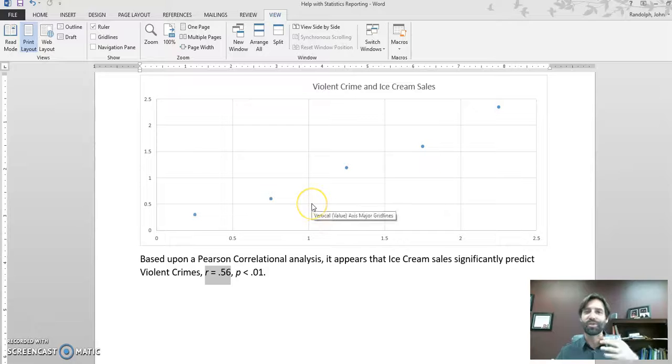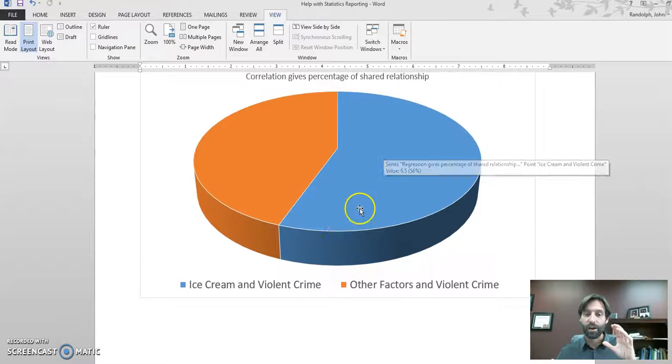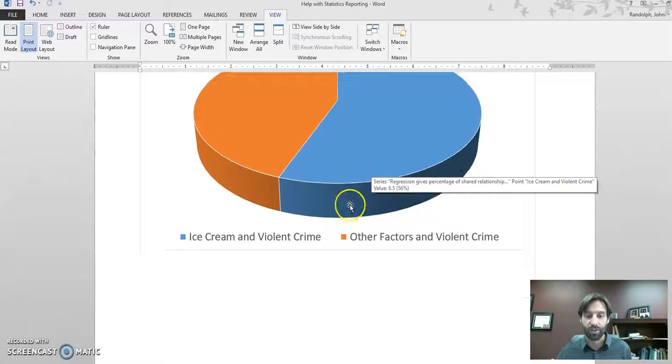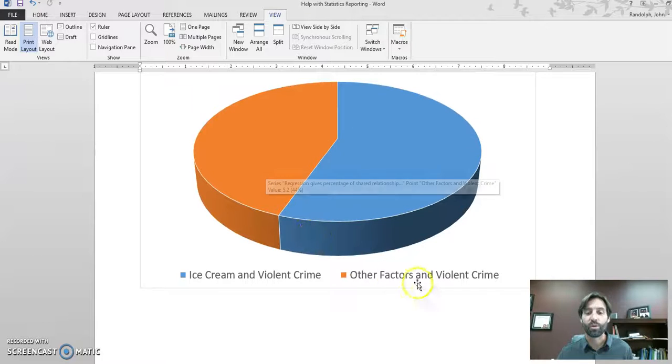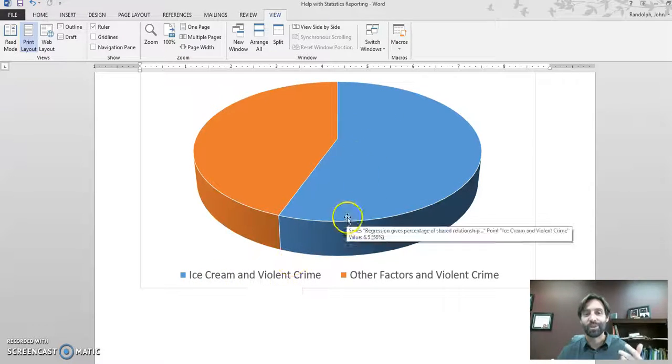This is a correlational analysis. It's only looking at relationship. It's good to be able to predict things. It's not saying one causes the other, but it's saying that there's about a 56% shared relationship there. The orange part of this pie chart would say other factors in violent crime. What you would probably see largely overlap is if we did the same study looking at violent crime and outside temperatures, you'd probably see a big overlap with the ice cream sales too. So it would probably be the same blue area.